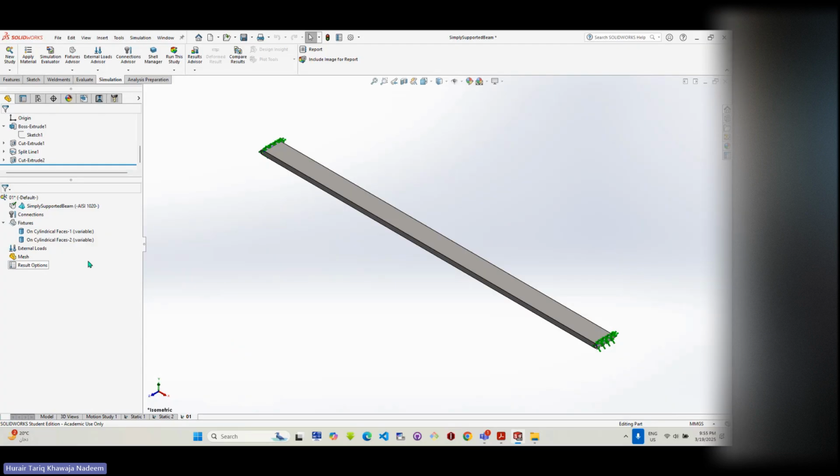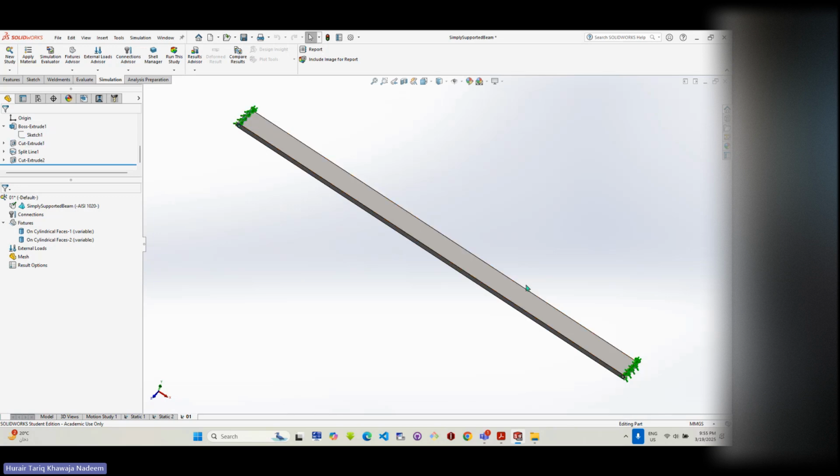Okay, now what are we going to do next? We have to apply loads. Without applying load, you are not going to get anything, isn't it? Now, there is something which I need to tell you. For example, you can apply load on the entire length of the beam, or you can apply load on a certain area. You get my point?